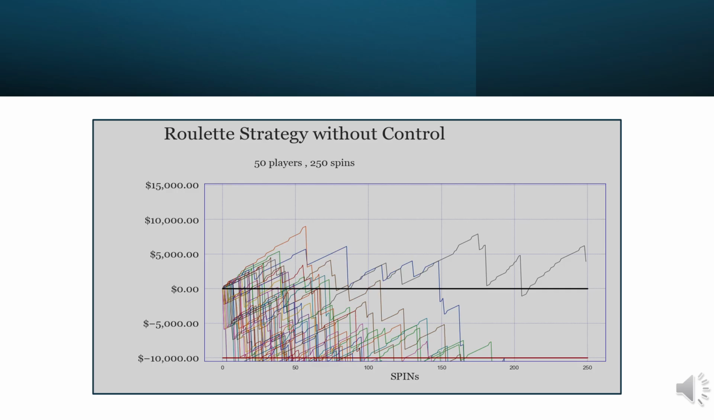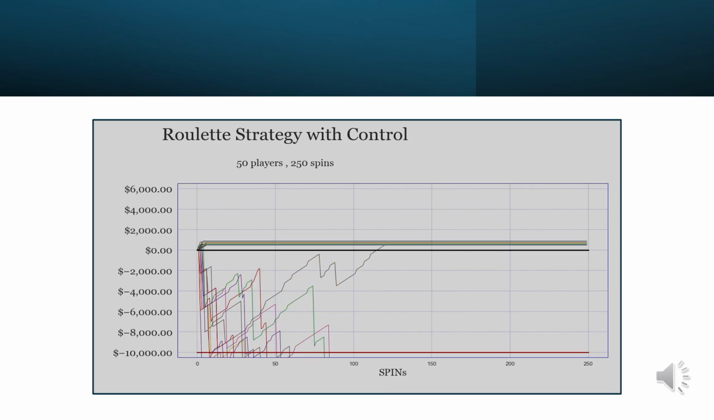This first chart shows the results of the strategy without a control mechanism in place. The strategy involves the recombination of chips throughout spin cycles. The idea of a house edge cannot be disputed, as most of the players lose frequently and quickly. But when we induce a control mechanism into the strategy, we can observe an increase in winners.